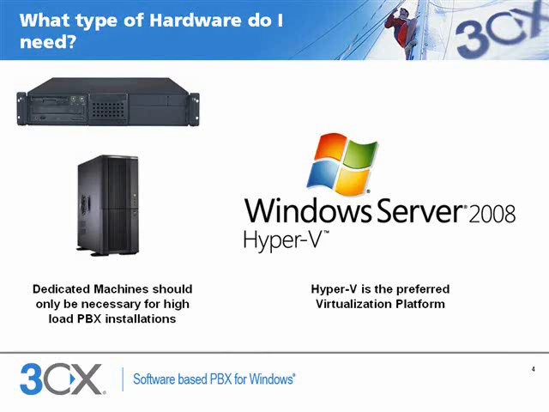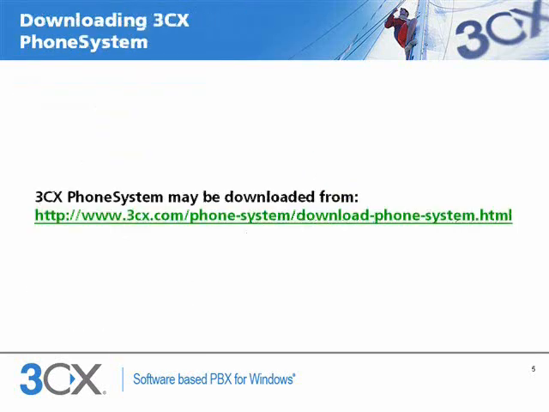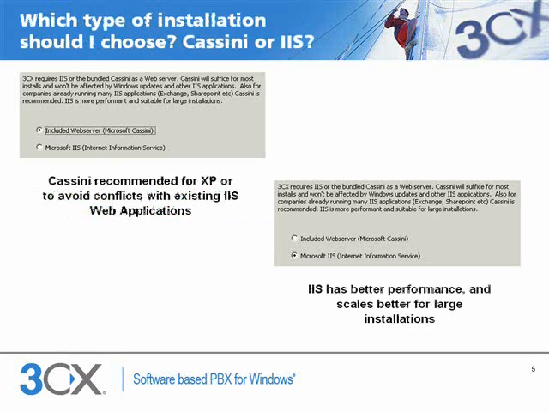Downloading 3CX Phone System is simply a question of visiting the download page on the 3CX website. Regarding the type of installation you should choose, you need to know that there are essentially two types of installations depending on which web server will be used to provide the 3CX Management Console, the MyPhone interface and some other services. The easier and simpler is installing using the Cassini web server, which the 3CX Phone System installer has built in and will install for you automatically.